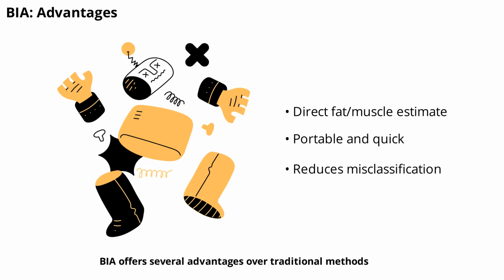BIA offers several advantages over traditional methods. It's relatively inexpensive, portable, and provides quick results. Unlike BMI, BIA reduces misclassification by directly estimating body fat and muscle mass. This makes it a valuable tool for population monitoring and for identifying individuals at risk of obesity or sarcopenia.